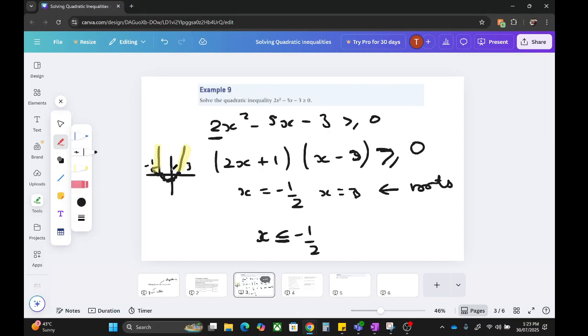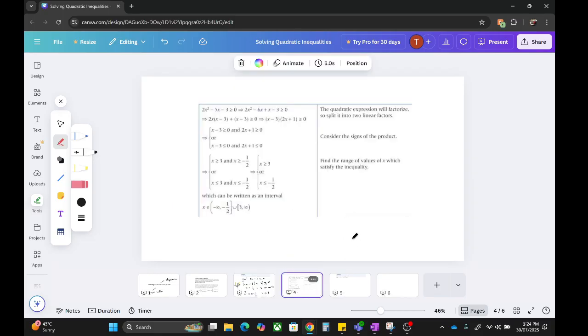And for 3, it can be 3 because it's greater than or equal to 0. So that would give you 0, and everything after 3. So x has to be greater than or equal to 3. And that's how you'd solve it, because the inequality says every single y value has to be greater than or equal to 0. So it means these two regions, and you ignore this part because it's less than 0.